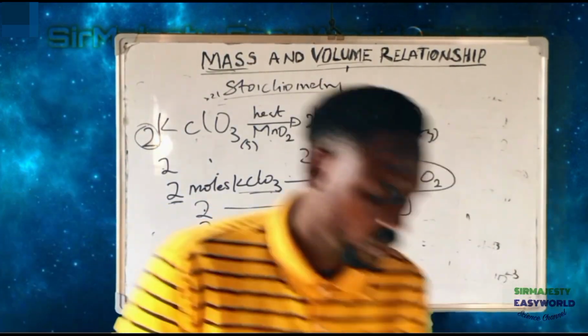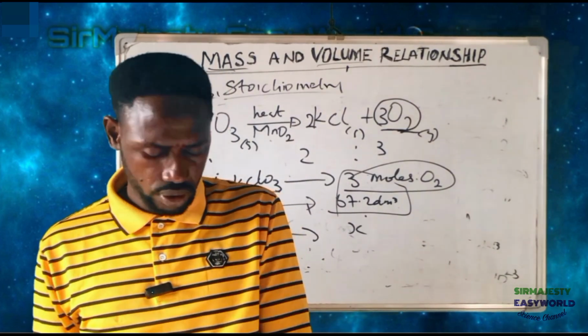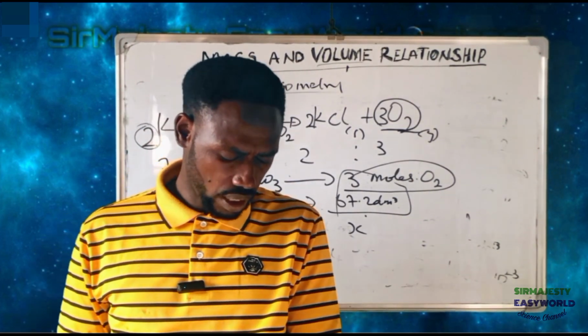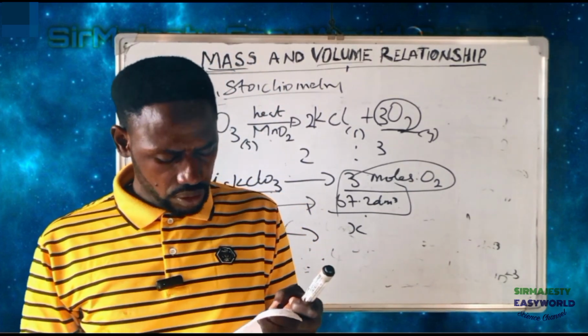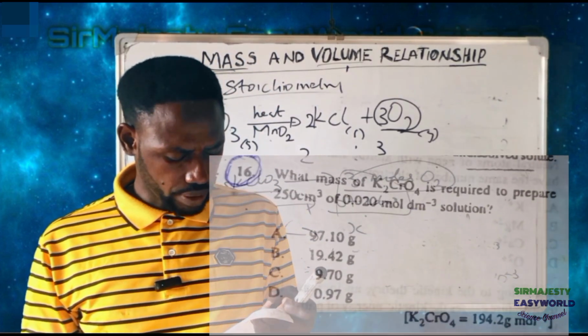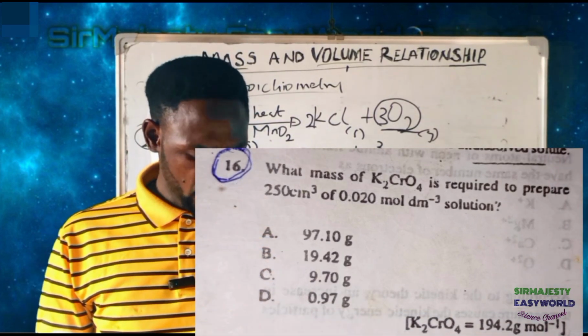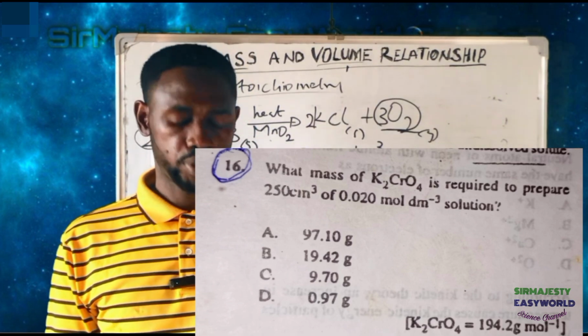Okay, this one, the calculations are everywhere. Any calculation we see now, we handle it. Then this one is all about what is required to prepare. What mass of K2CrO4 is required to prepare 250 cm cube of 0.02 mole per dm cube solution?